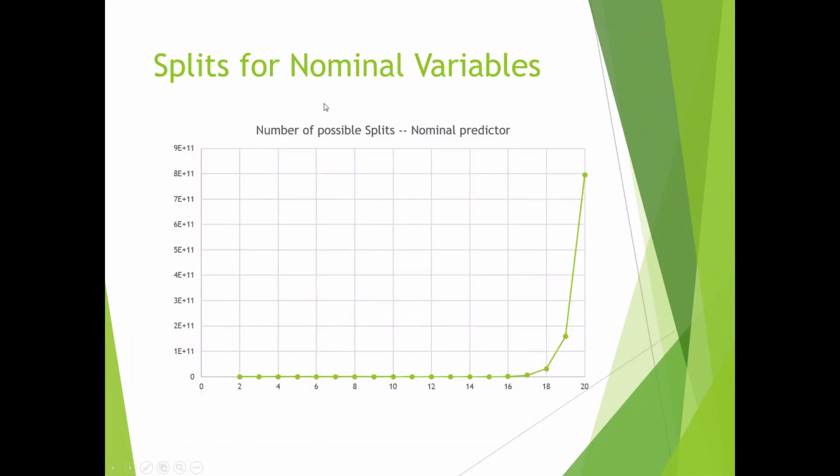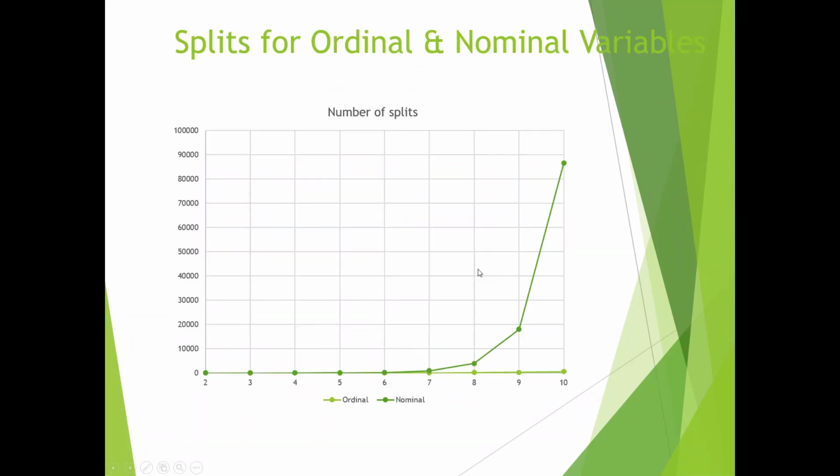So if you have a nominal predictor, look at the comparison between ordinal and nominal: the number of possibilities for a nominal predictor compared to an ordinal predictor. Even that 500,000 is just nothing when you look at the nominal predictor. So that is the problem in decision trees. The number of possible branches just explodes. So because of this, normally speaking, we only look at binary splits.